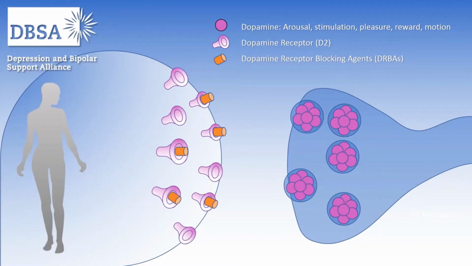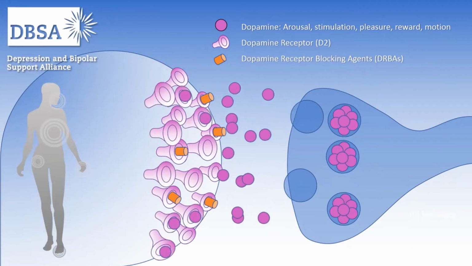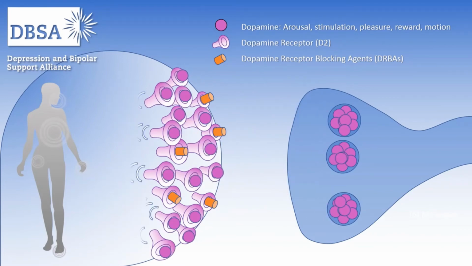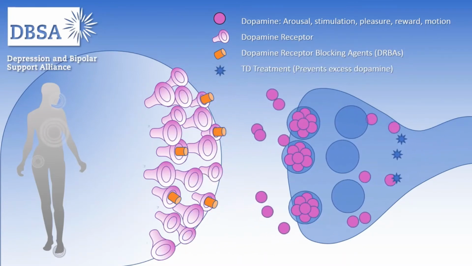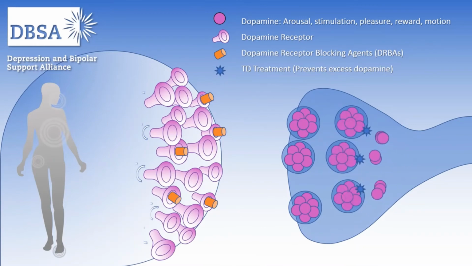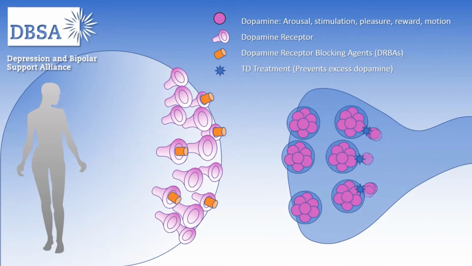When DRBAs block dopamine receptors, additional dopamine receptors are made available by the body that are more sensitive to dopamine. When dopamine binds to these hypersensitive dopamine receptors, increased signaling can occur. This can then impact motor areas of the brain, which can cause involuntary repetitive movements called tardive dyskinesia, or TD. Certain treatments which prevent too much dopamine signaling may be required to manage TD symptoms.